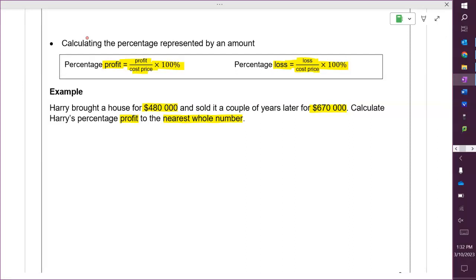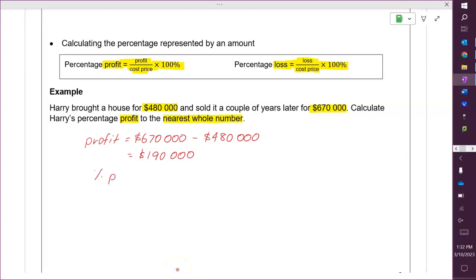So we can see that is an increase, therefore meaning it is a profit. So to calculate our profit, we take what we sold it for and we minus what we paid for it. And that's going to give us a profit of $190,000. Again, we're looking at profit, so we're going to our first formula here.